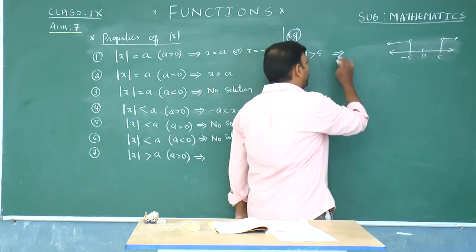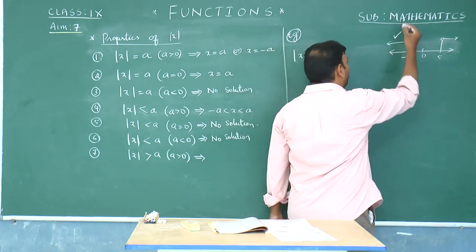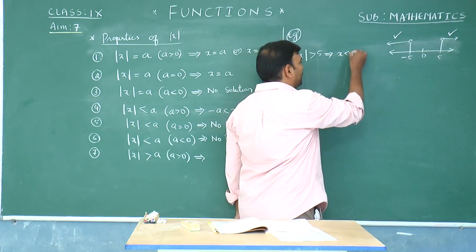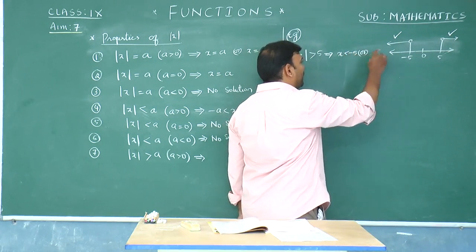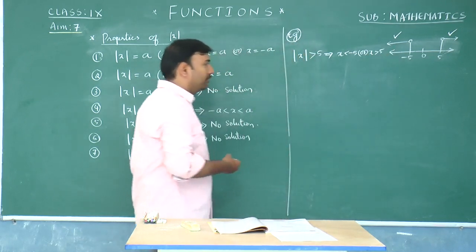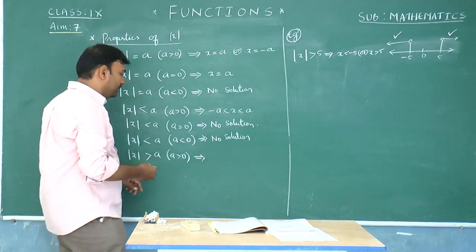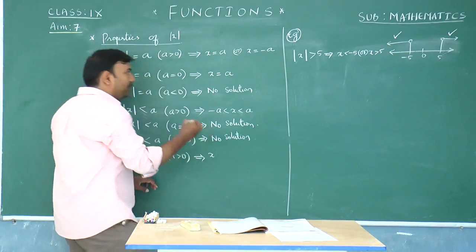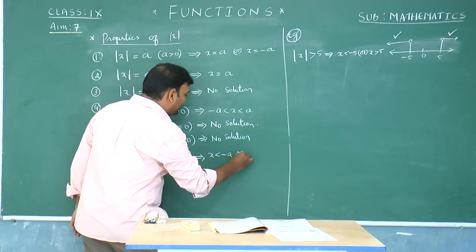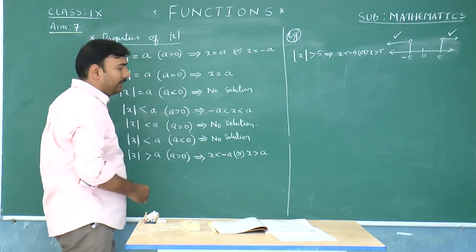So the solution for this inequation is going to be in two intervals, that is x can be taken from this interval or it can be taken from this interval, that is x can be any number less than minus 5 or it can be from the other interval, that is x can be taken greater than 5. So the solution for such kind of inequation where the value of a is positive, the value of x does not lie between minus a and a, that means x can be any number less than minus a, or x can be any number greater than a.